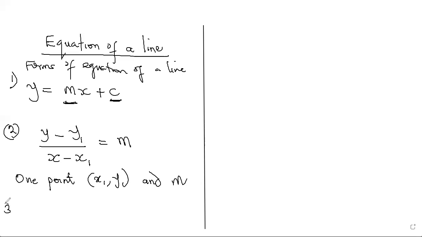Then another form of equation of a line is ax plus by plus c equals 0, where a, b and c are constants. So if you know 2 coordinates and the intercepts, you can write the equation. Now, let's look at some examples.